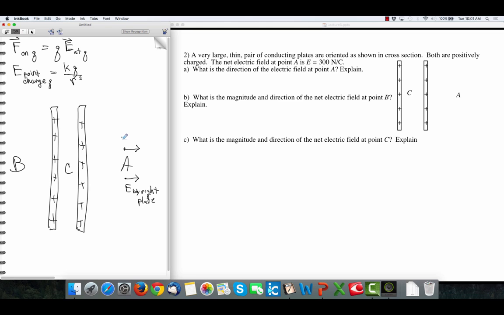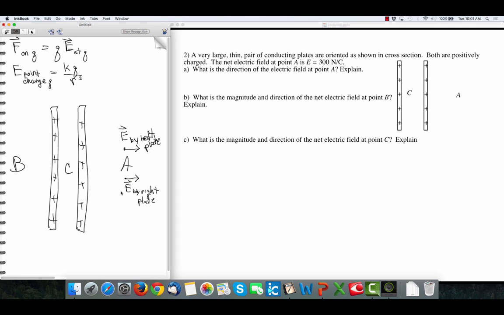So this electric field by the left plate is the same magnitude and the same direction as the electric field by the right plate. They both point to the right. So the total electric field at point A has to be to the right. You know the magnitude is 300 newtons per Coulomb. So what's the magnitude of the electric field over here at point A by the right plate?